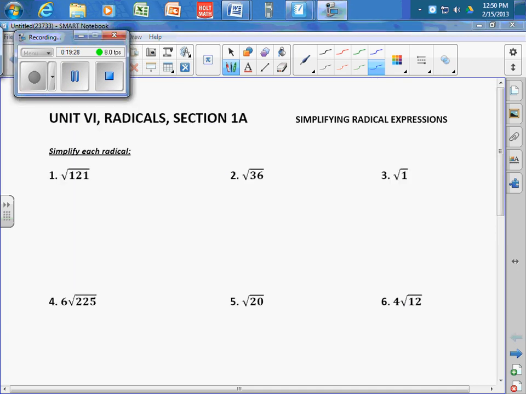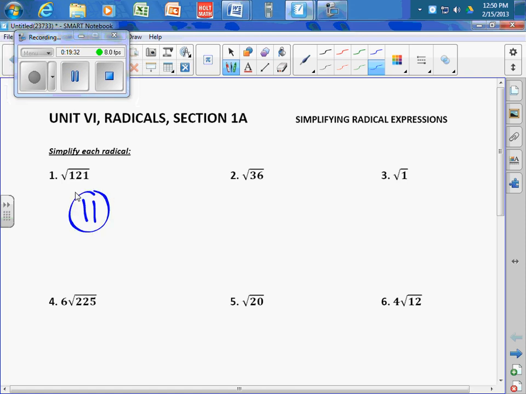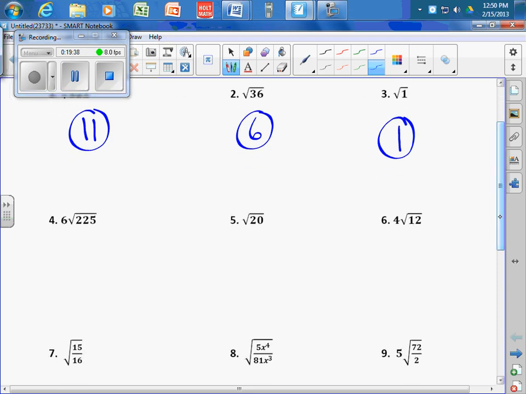Continuing on to the next page, the square root of 121 is 11. The square root of 36 is 6. The square root of 1 is 1. In number 4, don't forget the 6 that we have in front of the radical. That means 6 times radical 225. And again, the square root of 225 is 15. So 6 times 15 is 90.